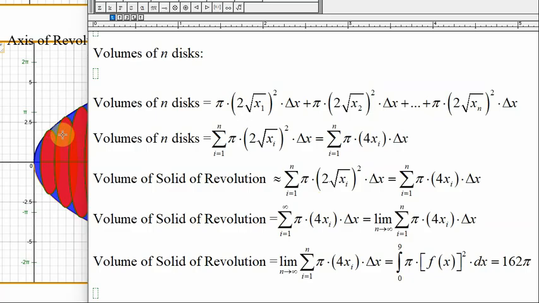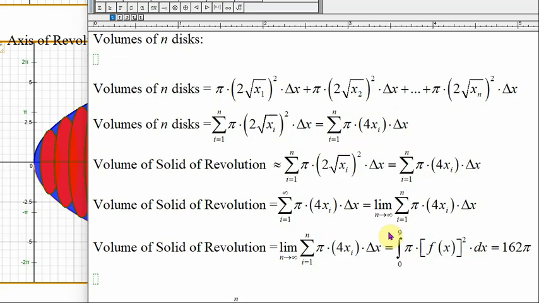Now, if we want the exact volume of the solid of revolution, then we have to divide the solid into an infinite number of slices, meaning we have to allow n to run to infinity. And when n runs to infinity, then normally we write it like this. It'd be the limit of this sum right here as n approaches infinity. And then, as I mentioned earlier, when this limit exists, then we defined it as this definite integral right here.